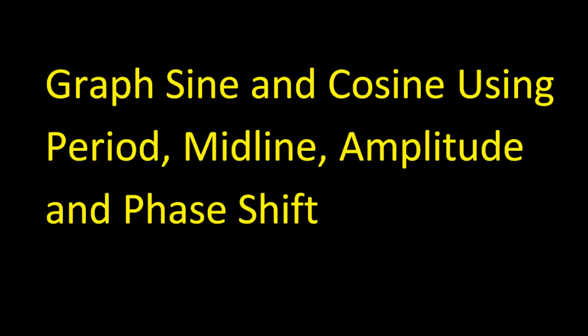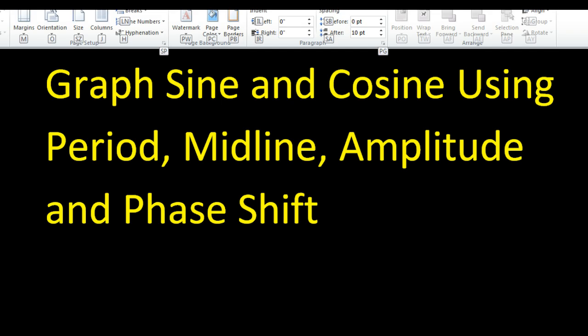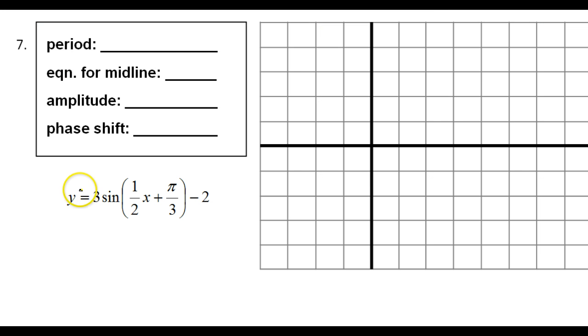In this video, we will graph sine and cosine using period, midline, amplitude, and phase shift. Number 7, the period.